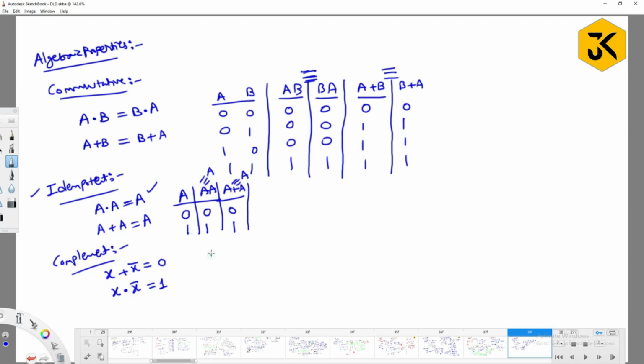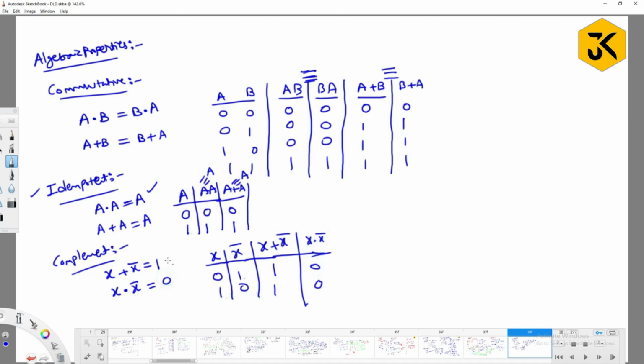Try to take the variable x, 0 and 1. x complement is 1 and 0. What is x plus x complement? 0 plus 1 is 1. 1 plus 0 is 1. Right? So on plus, you are going to get the result as 1. On the AND operation, 0 and 1 is 0, 1 and 0 is 0. So your result will be 0. So it is always going to be satisfied.